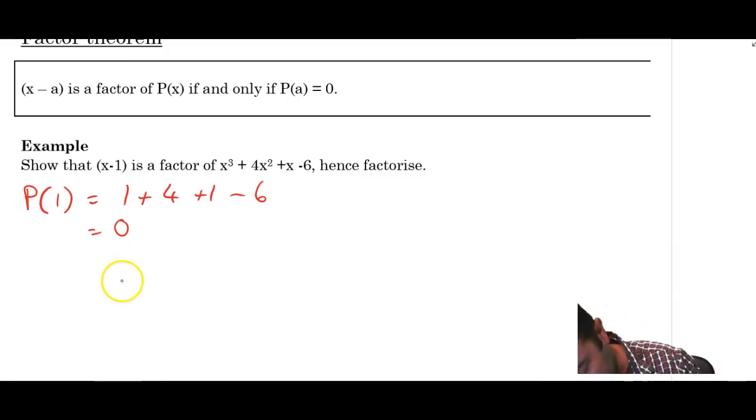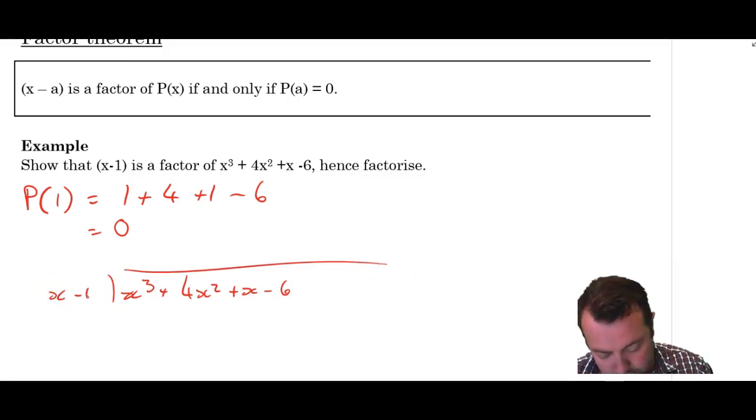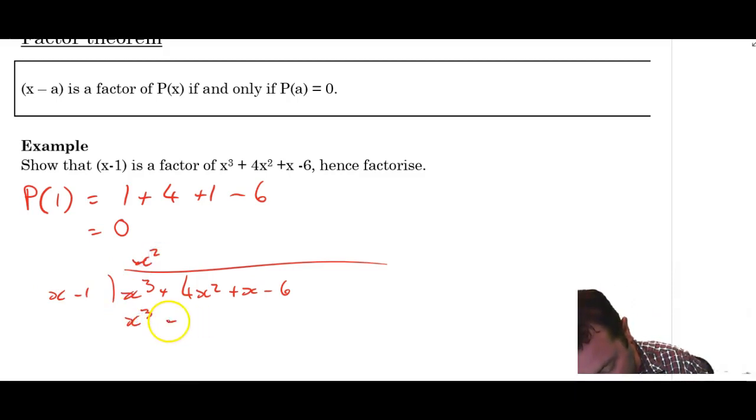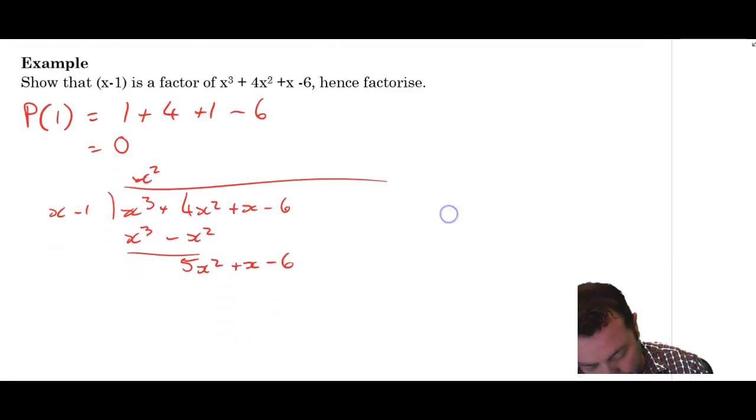So I'll have to divide now, and I've got x cubed plus 4x squared plus x minus 6 divided by x minus 1. So we'll do this long division, and I'm going to get x squared here, and that gives me x cubed minus x squared. Subtract those, I get 5x squared plus x minus 6. And how many times does x minus 1 go into that? It goes into that plus 5x times, gives me 5x squared, minus 5x.